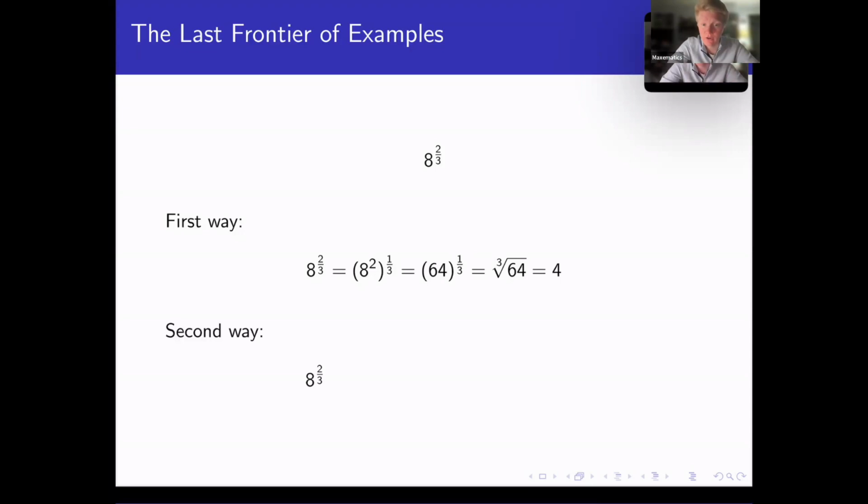8 to the 2/3 can also be 8 to the 1/3 squared. So this says do cube root of 8 first. What's the cube root of 8? What number multiplied by itself twice gives you 8? 2 times 2 times 2 is 8, and 2 squared is 4. Same answer. The answer to the whole thing is 4, but maybe you prefer one of these two ways over the other.